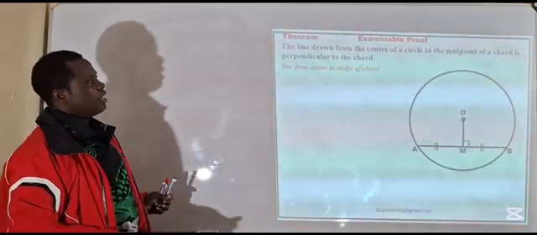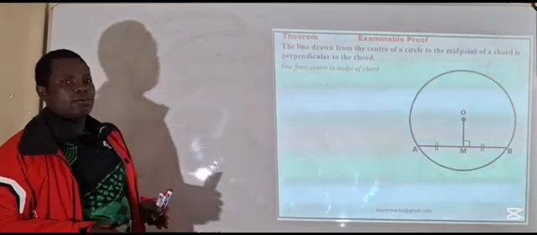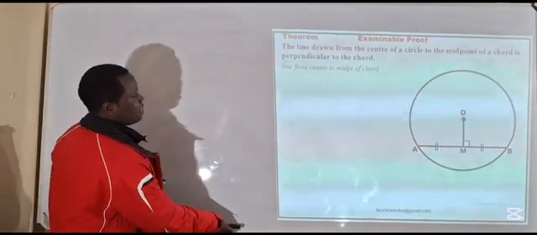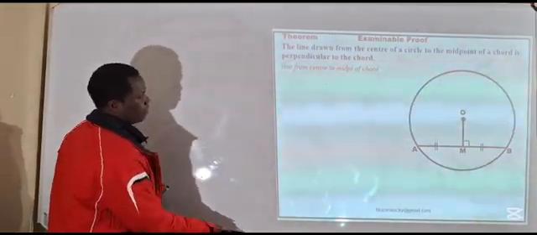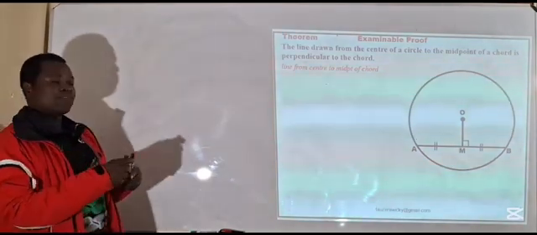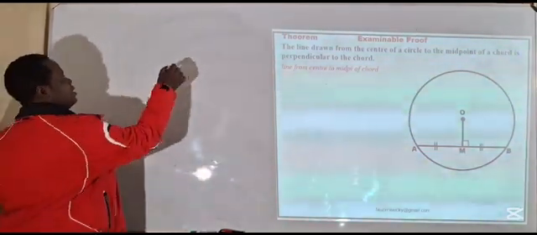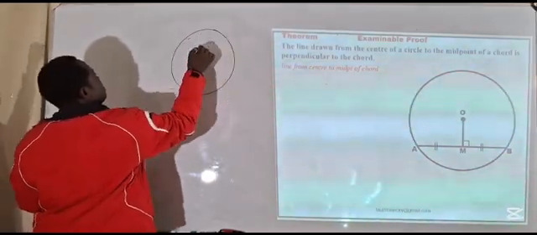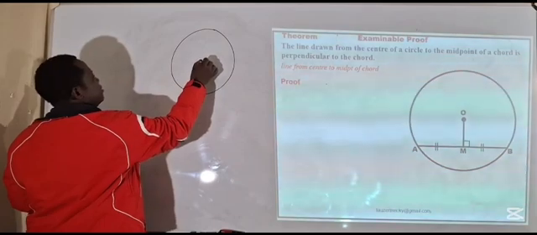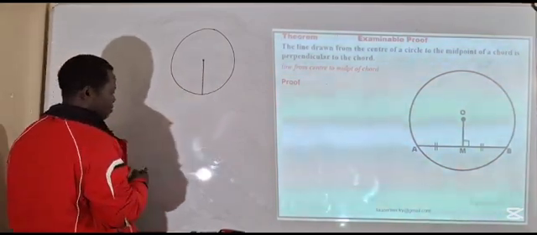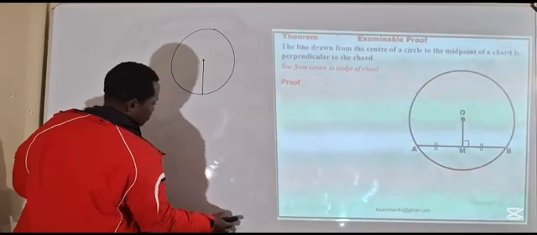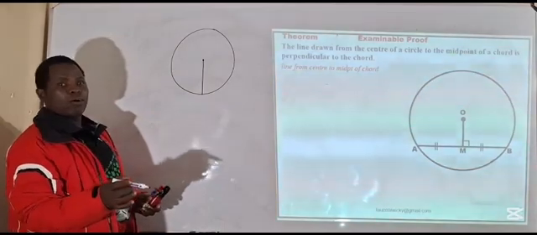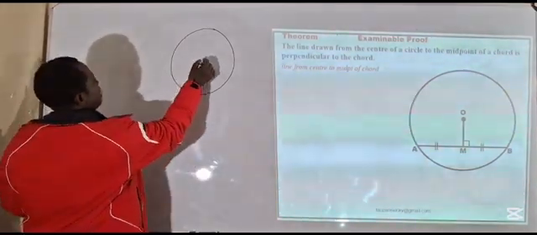Now, you need to have an understanding of what exactly this means. The meaning is what we need in our study. So we are saying a line drawn from the center. What it means is that, let's say we have a circle, and in the circle there is a line that is drawn from the center of the circle. If a line is drawn from the center of a circle to the midpoint of a chord, now this is the line from the center.